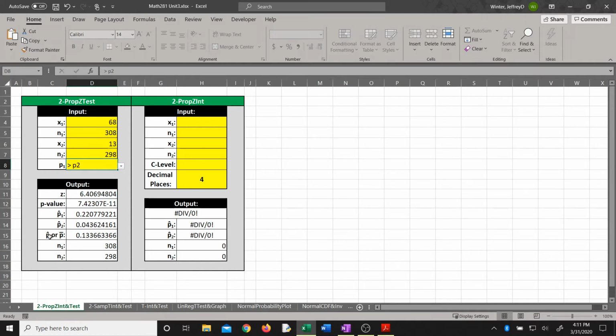I have both the test statistic z and my p-value, and then we have a bunch of other stuff down here. Now, another notation for the pooled proportion is p hat. So here it gives us the sample proportions, the pooled proportion, and it just spits out the sample sizes for n1 and n2 again. This will be the same output that you'll see on your calculator, except I believe your calculator uses p hat instead of p bar.